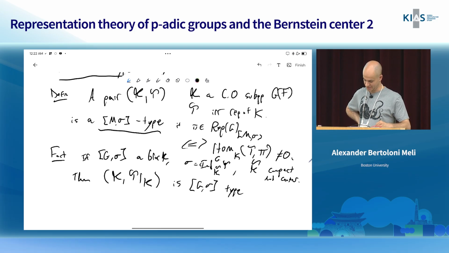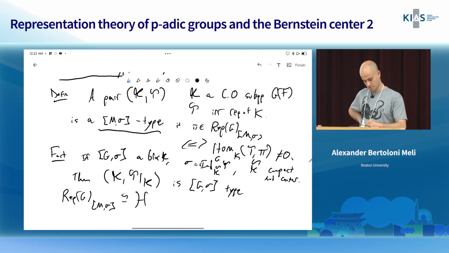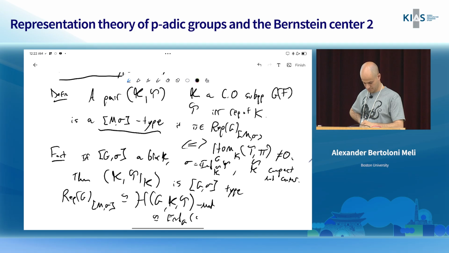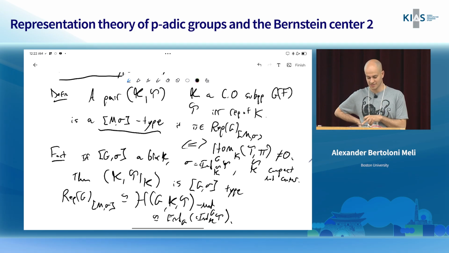And in particular, in this case, then, rep G M sigma is, so I'm introducing some notation here, equivalent to the category of H(G,K,tau) modules, where this H(G,K,tau) is then this thing. So this is like a tau twisted Hecke algebra.